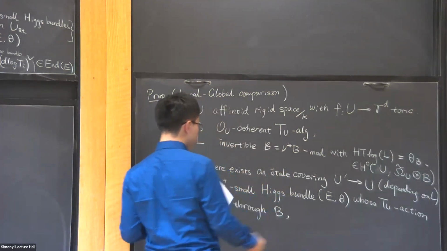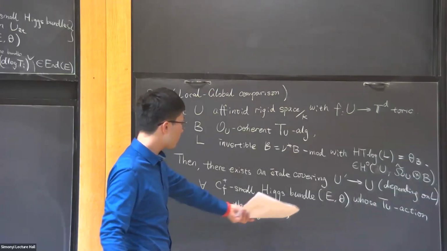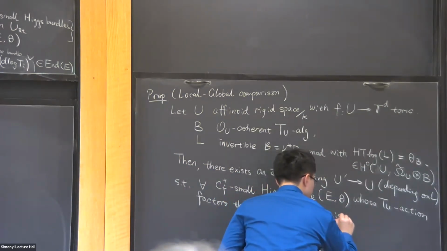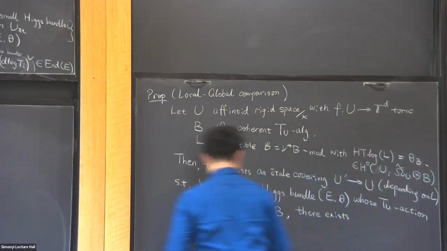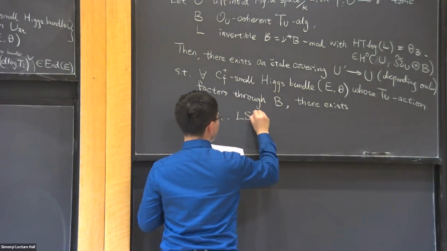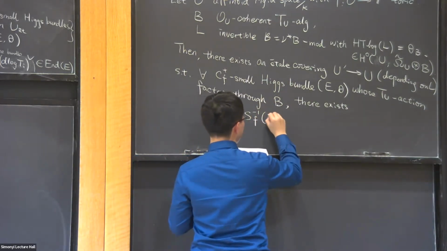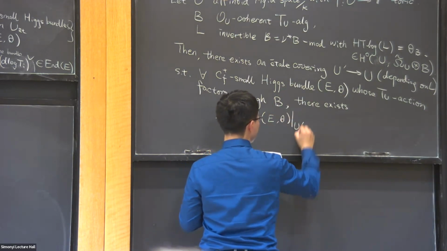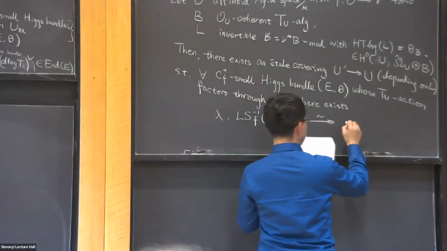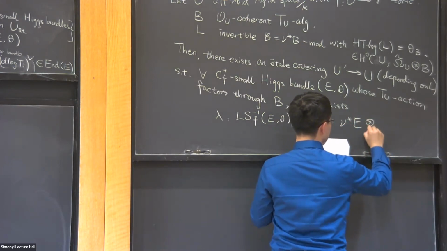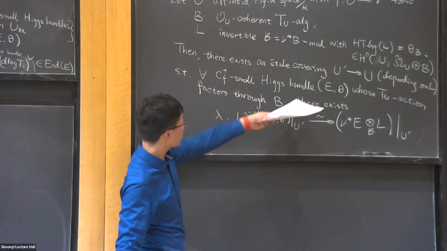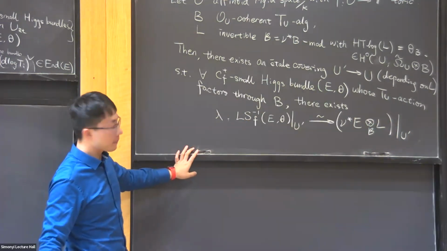Then for all such small Higgs bundles over this Hitchin base B, there exists a natural isomorphism lambda. If we first do the local correspondence over U', and then restrict to U', then it is isomorphic to such a thing. This is functorial in all such Higgs bundles.